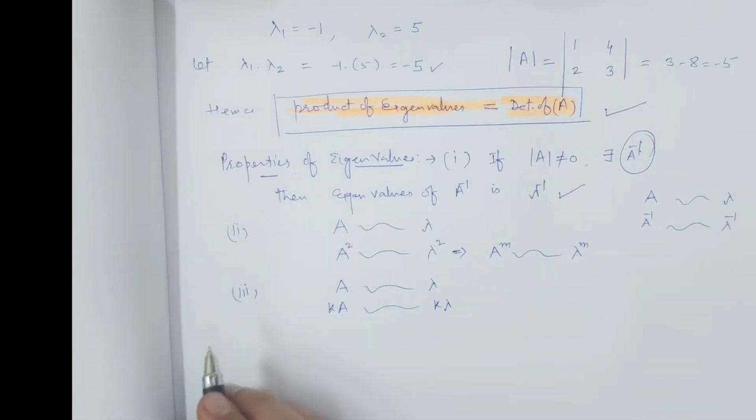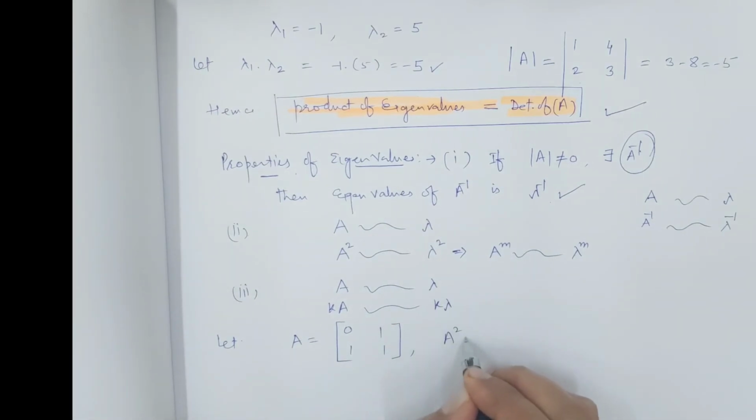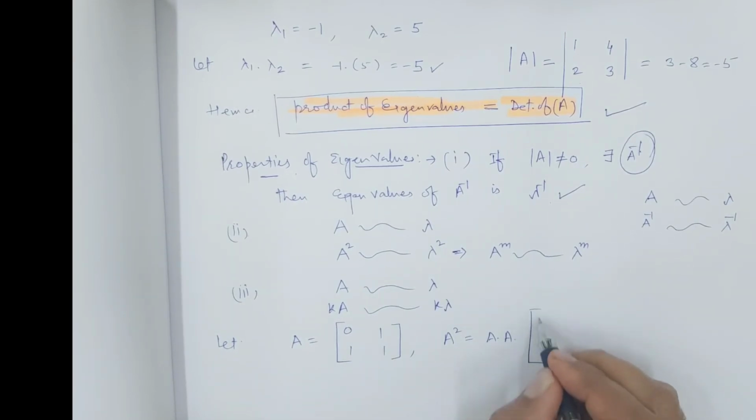Let us check by taking one example. Let A be a matrix 0 1 1 1. This is the square matrix. Simplest case. A square. A square is A into A. You can check here. 0 1 1 1.